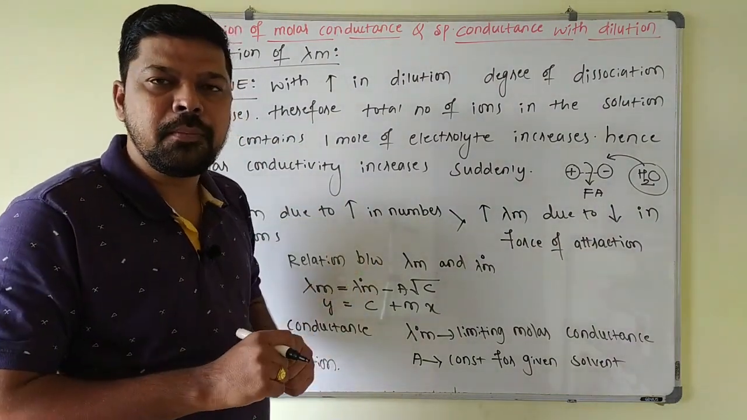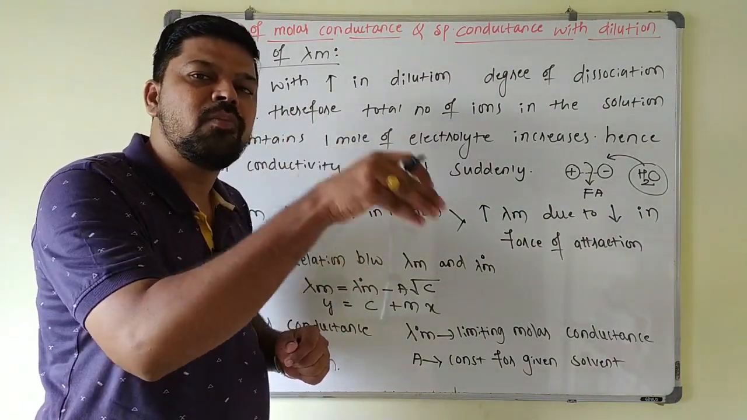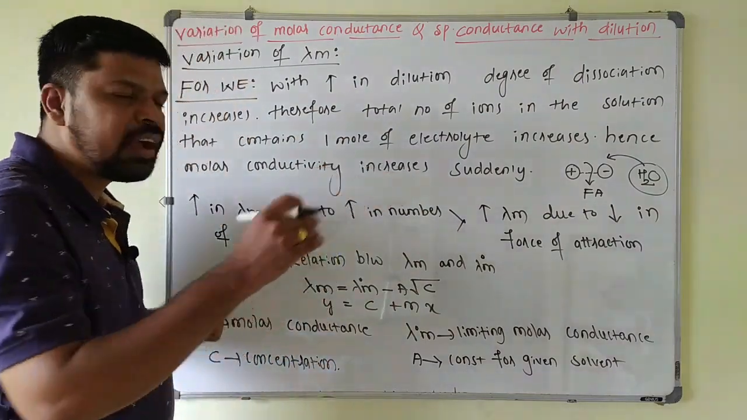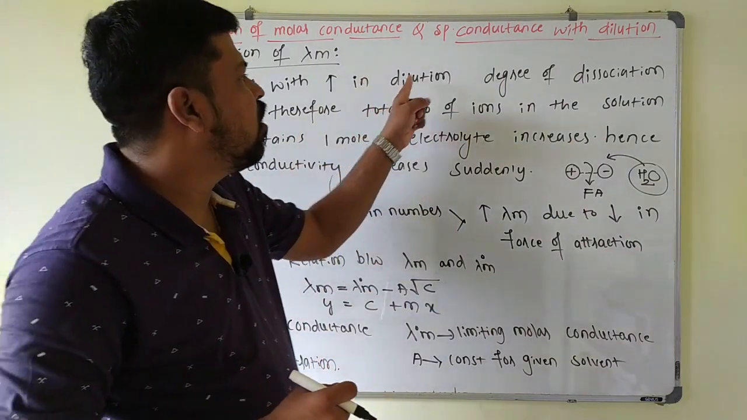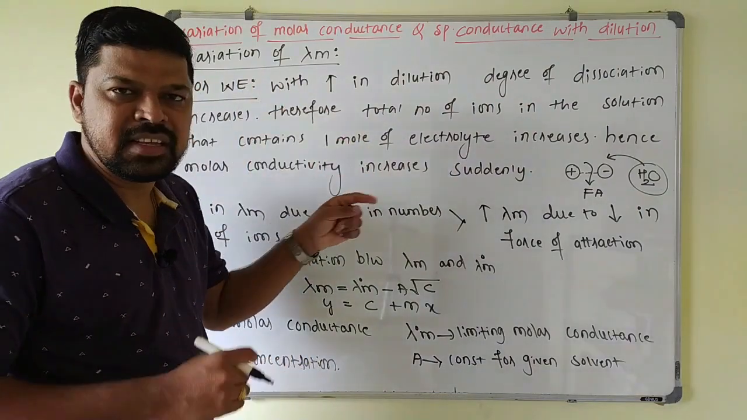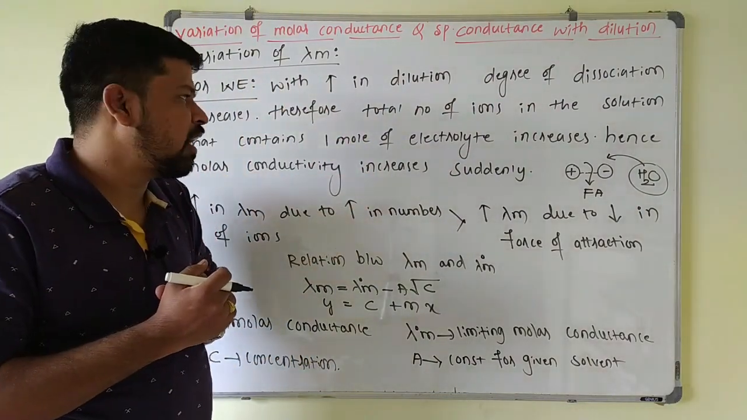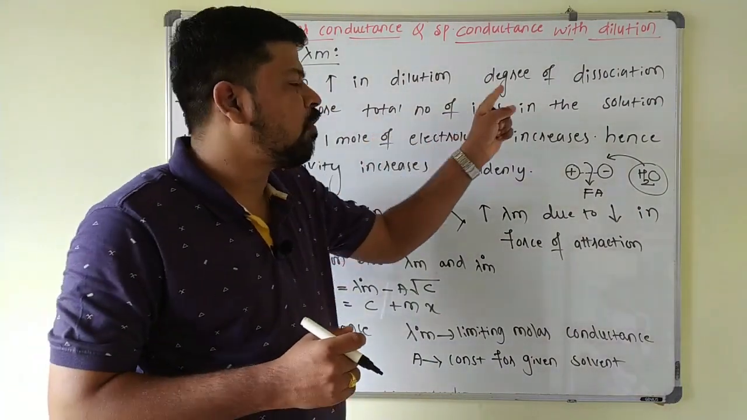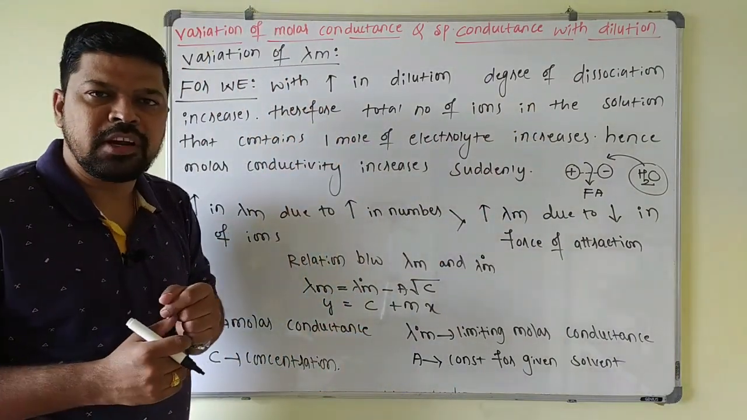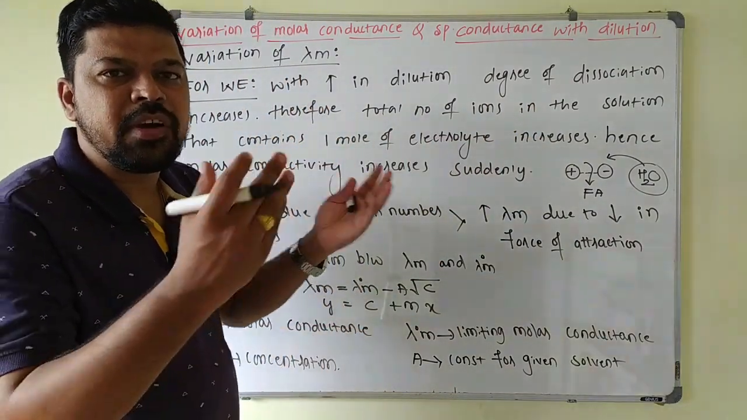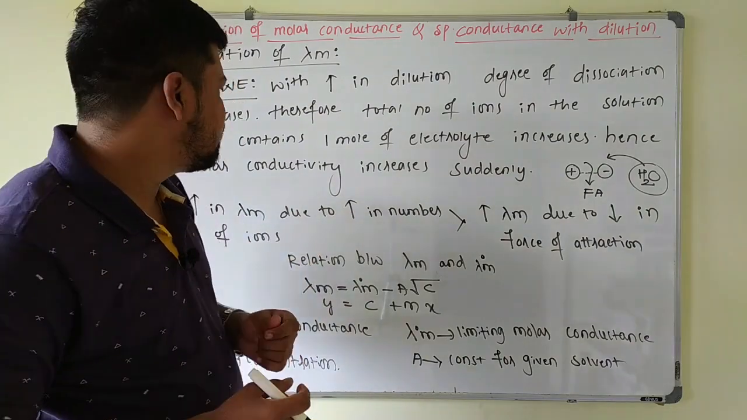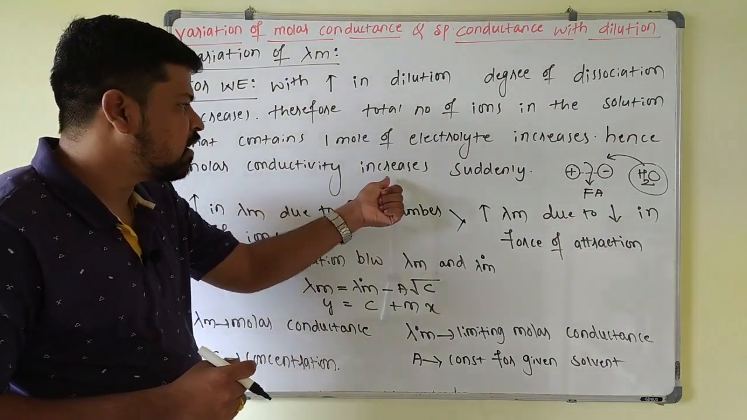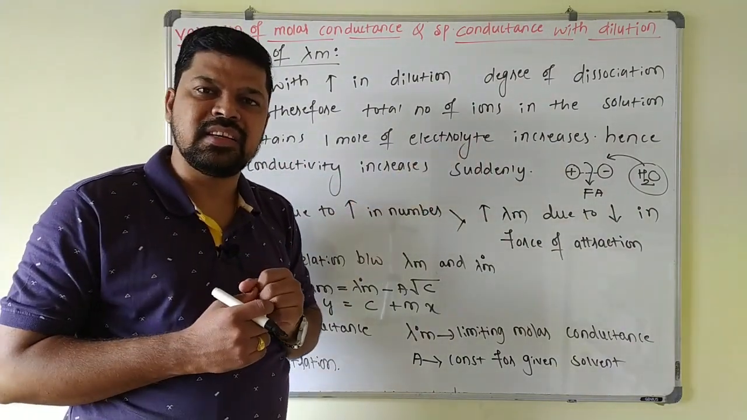Initially it is undergoing partial ionization. If you add more water, it undergoes complete ionization, that is, the degree of dissociation of the weak electrolyte increases. As the degree of dissociation increases, the total number of ions in the solution that contains 1 mole of electrolyte increases. As the number of ions increases, the molar conductivity suddenly increases here.